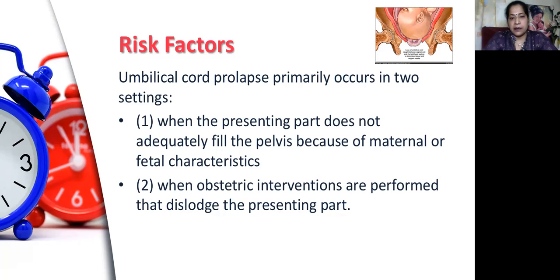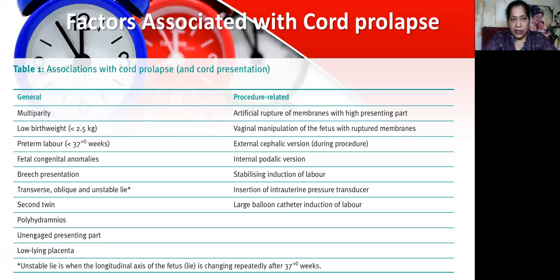First, when the presenting part does not adequately fill the pelvis because of maternal or fetal characteristics, or when some interventions are done and they dislodge the presenting part, which goes up and the cord comes down. These are the various associations with both cord prolapse and presentation, general and procedure related.